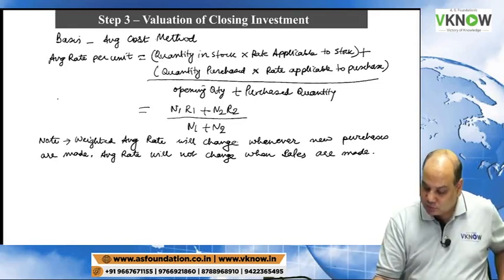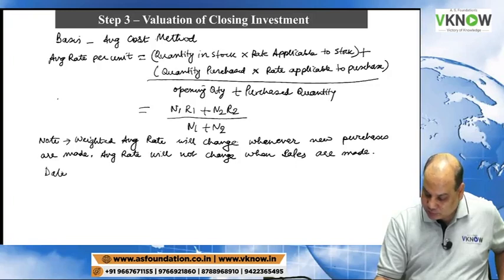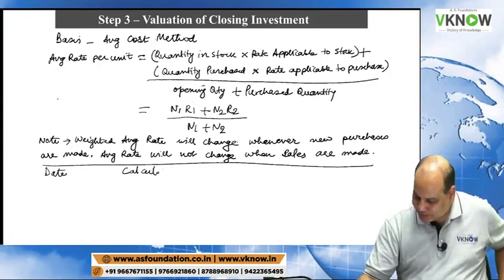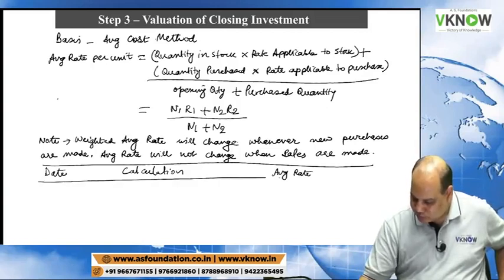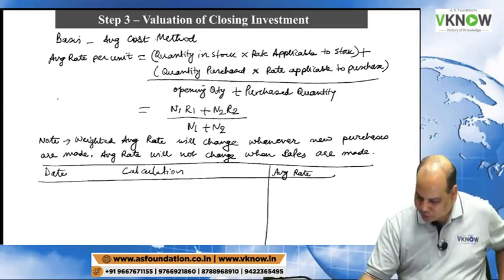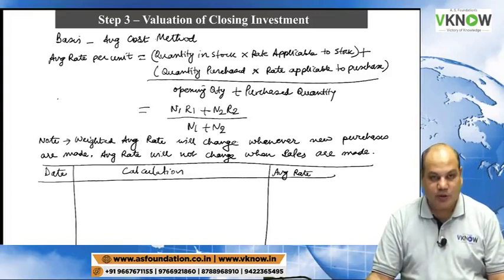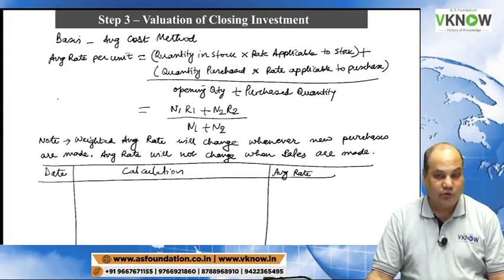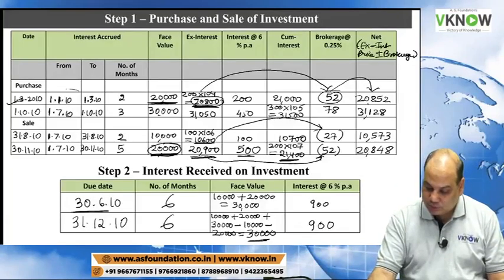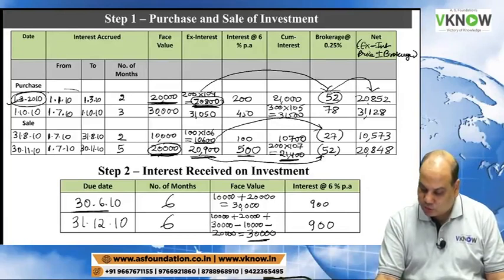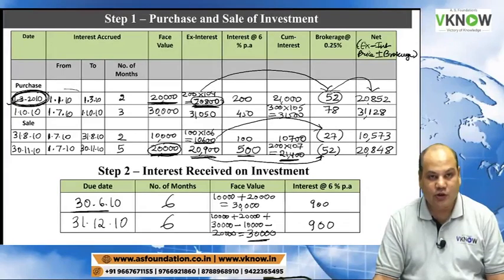Is it right now? So now we'll draw a table: date, calculation, and average rate. We have an opening balance plus we have purchased on 1st March. So the moment I make a purchase on 1st March, my average rate will change.